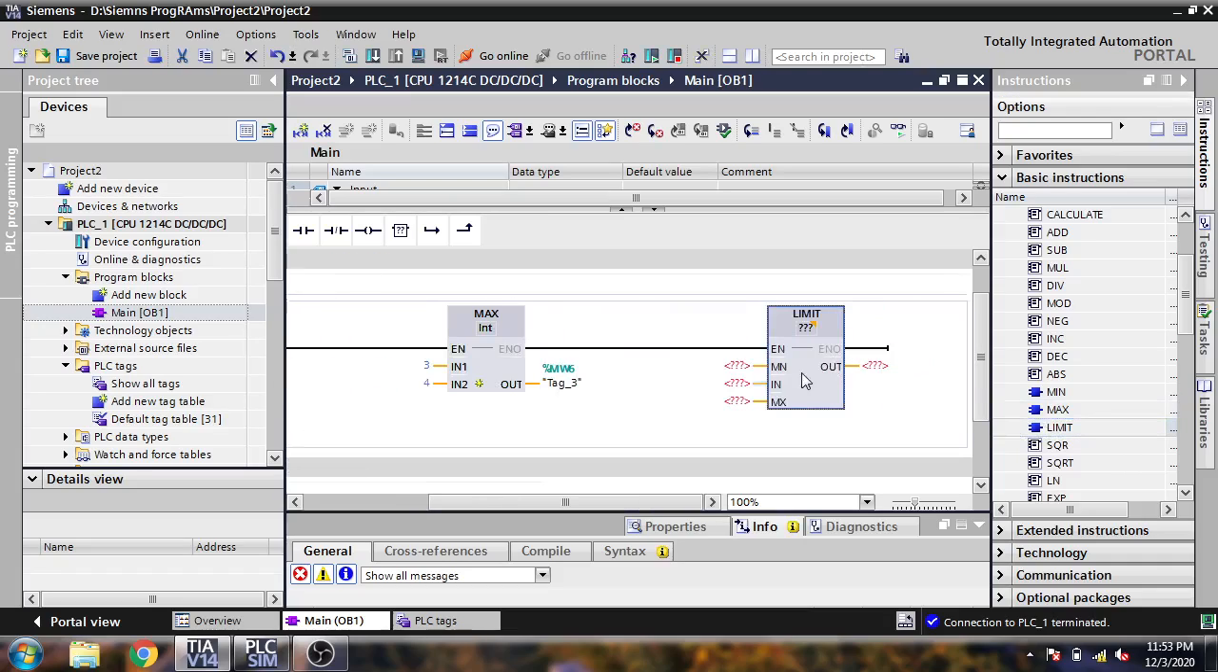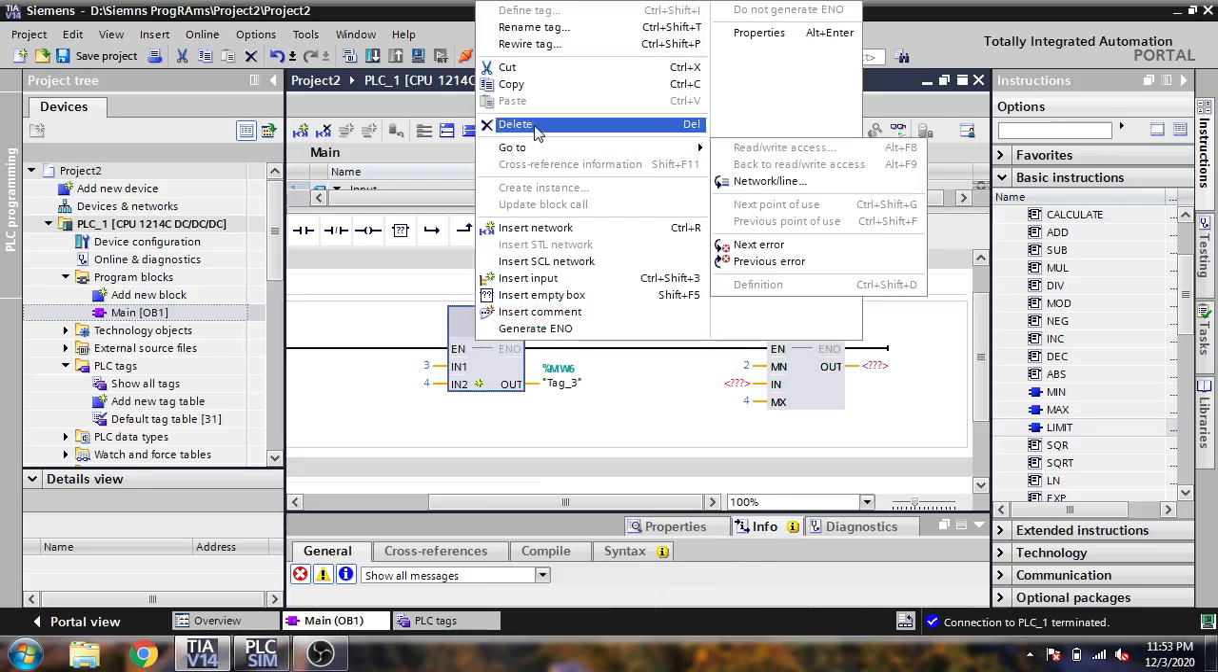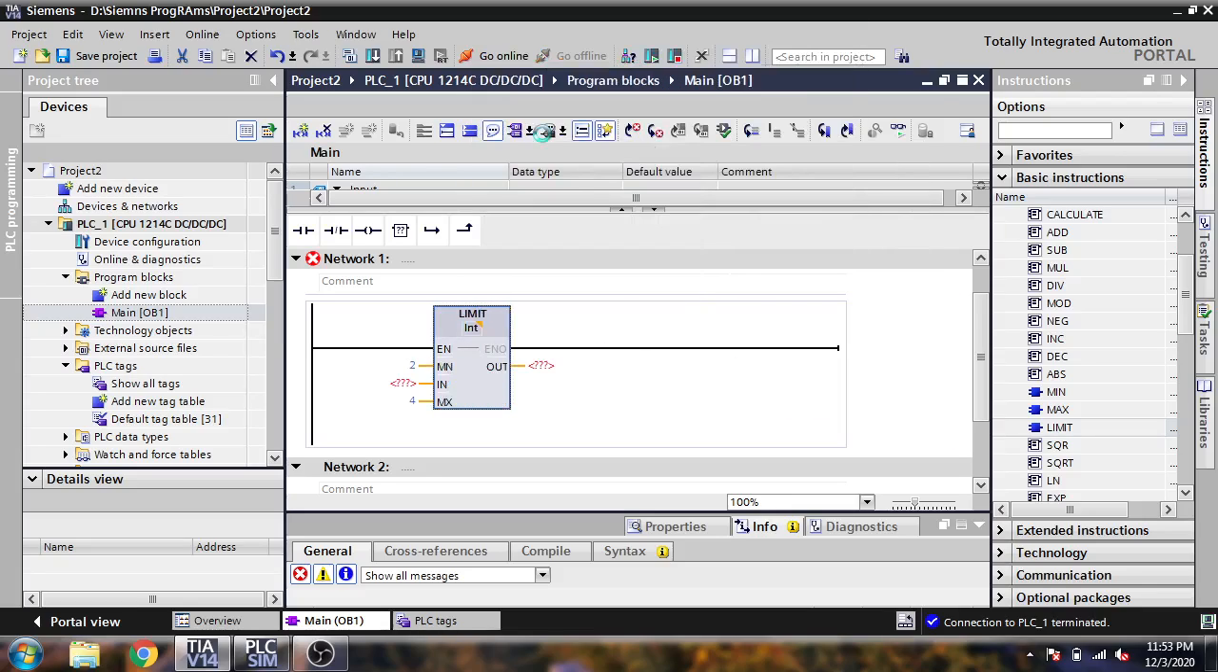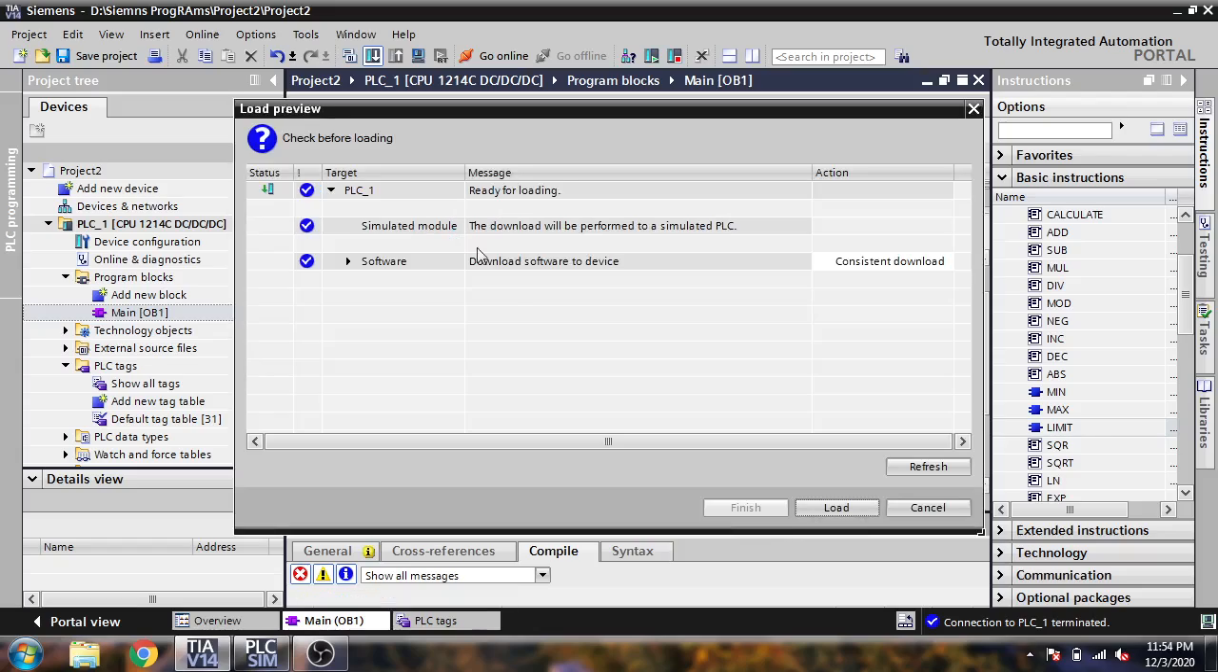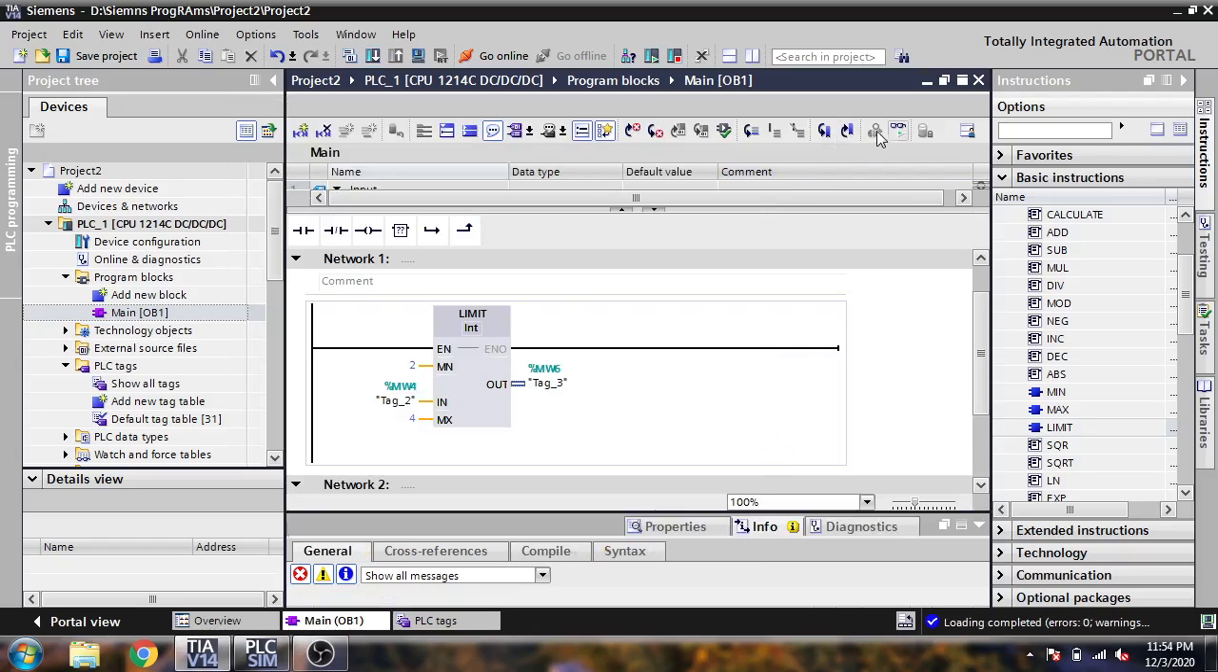Now I'm going to select the limit. I'm going to set the minimum limit as 2, maximum limit as 3. I'm going to set the maximum limit as 4, and I'm going to select integer there, and I just delete that one, I think. I'm using MW4 there and MW6 there. Now I'm going to compile that and download into my PLC. And now I'm going online.